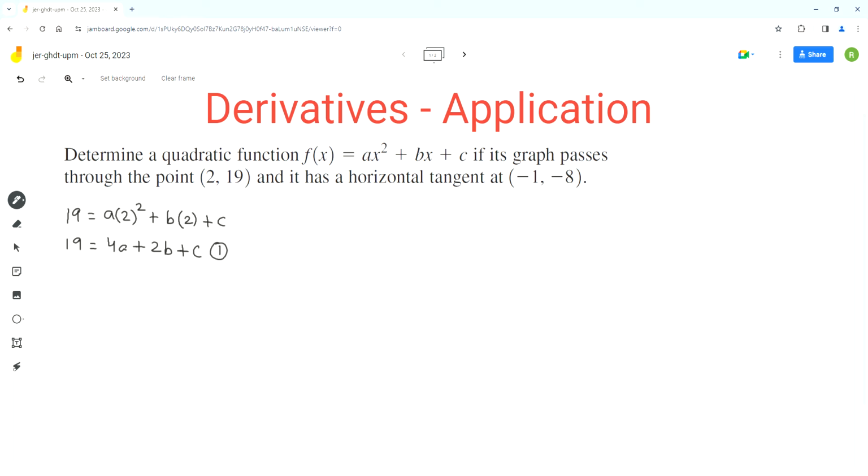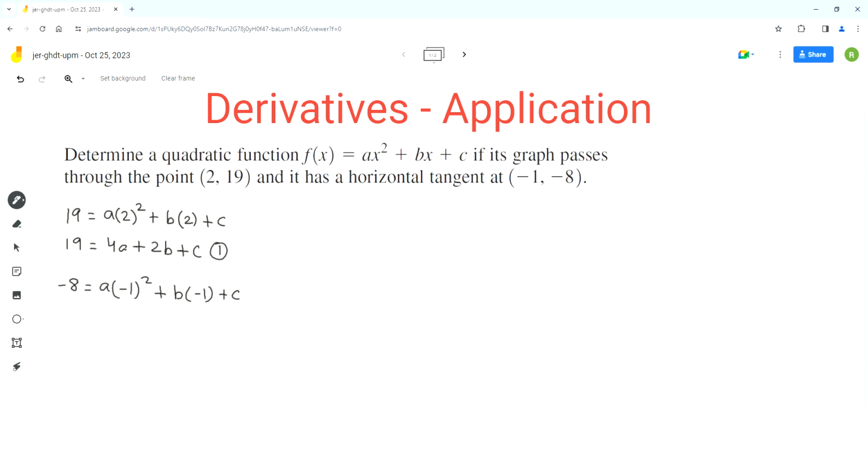Now as per the problem, this function has a horizontal tangent at (-1, -8). So that means this point (-1, -8) also lies on the function because the horizontal tangent is at this point. So we should sub in the function value as -8 and x value as -1 in f of x. So we get -8 equals a times (-1) squared plus b times -1 plus c.